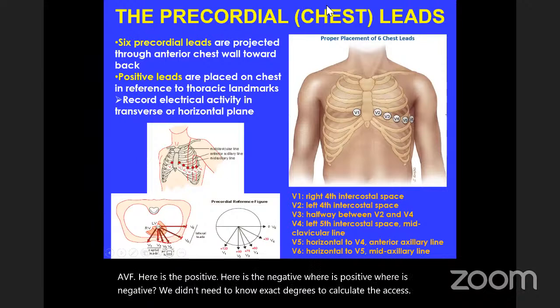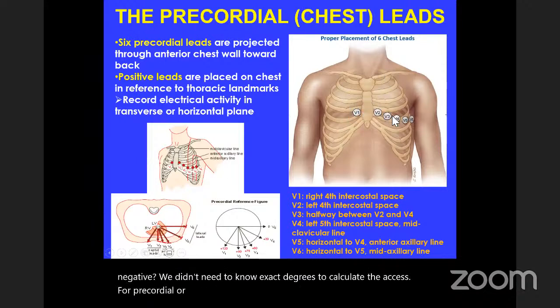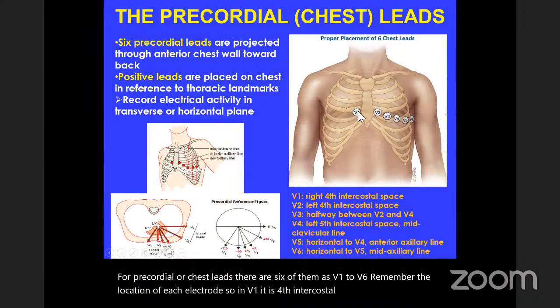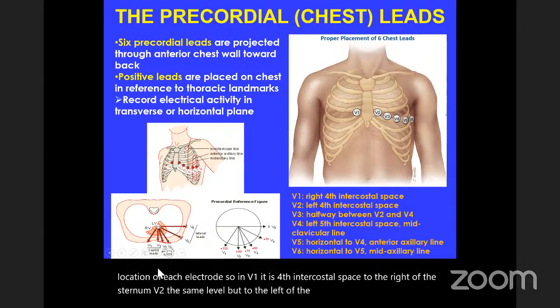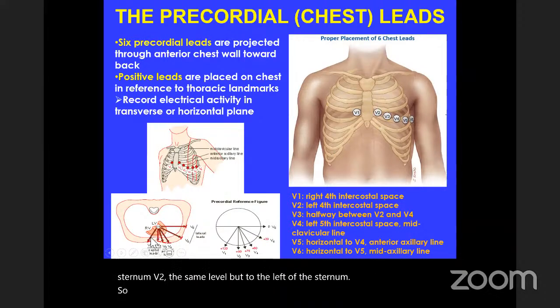For precordial or chest leads, there are 6 of them, as you know, V1 to V6. Remember the location of each electrode. So in V1, it is 4th intercostal space to the right of the sternum. V2, the same level, but to the left of the sternum. So these two electrodes here are looking mainly to the septum and also looking to the right ventricle.